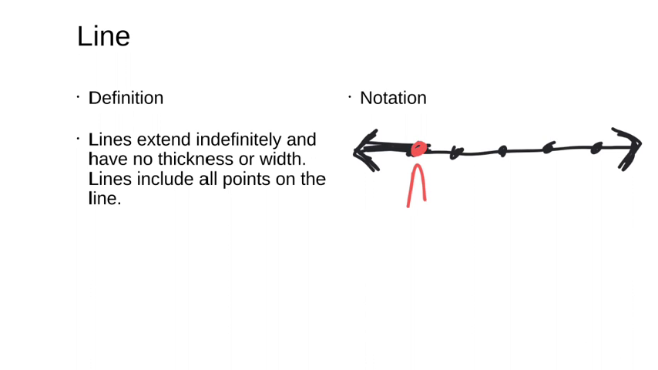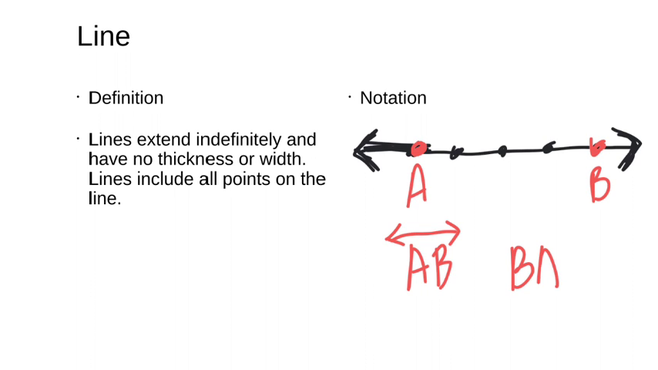Okay, when you go to label a line, if you pick 2 points on the line, like point A and point B, you would name the line AB with a line over it. So it would have to have the arrows. The arrows mean it goes left and right forever and ever. Or you could name this line BA.